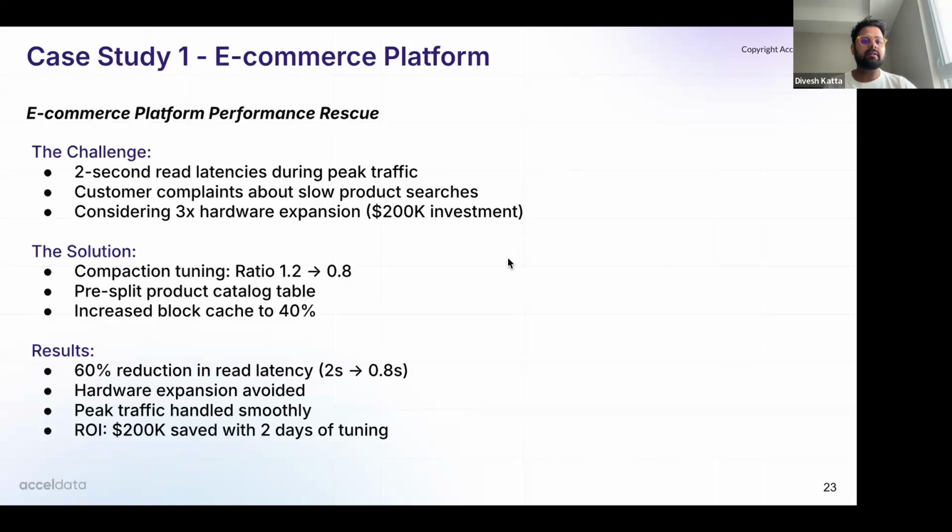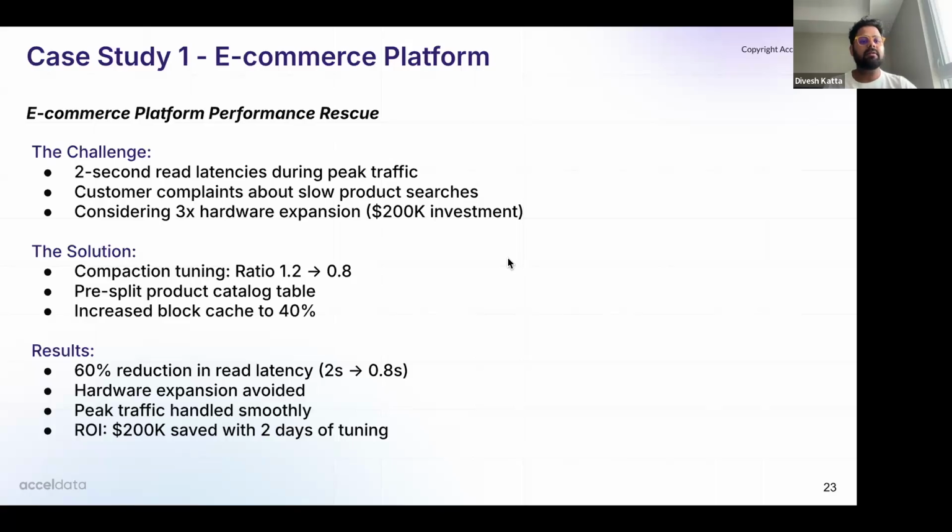The root cause analysis revealed three key issues. First, their compaction ratio was too high, causing excessive read amplification. Second, their product catalog table wasn't pre-split, creating hotspots on a popular product category. Third, the cache allocation was suboptimal for their read-heavy workload.